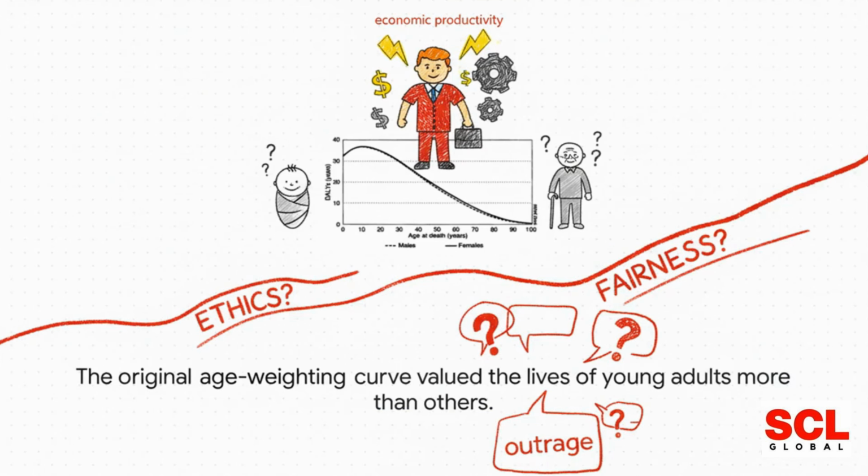And this right here shows one of the most controversial parts of the original DALY. This curve is called age weighting, and what it did was explicitly value a year of life for a 25-year-old as more important to society than a year of life for a baby or an 80-year-old, and it was based on economic productivity. This baked-in value judgment caused an uproar, with people asking, should a health metric really get to decide whose life is worth more?